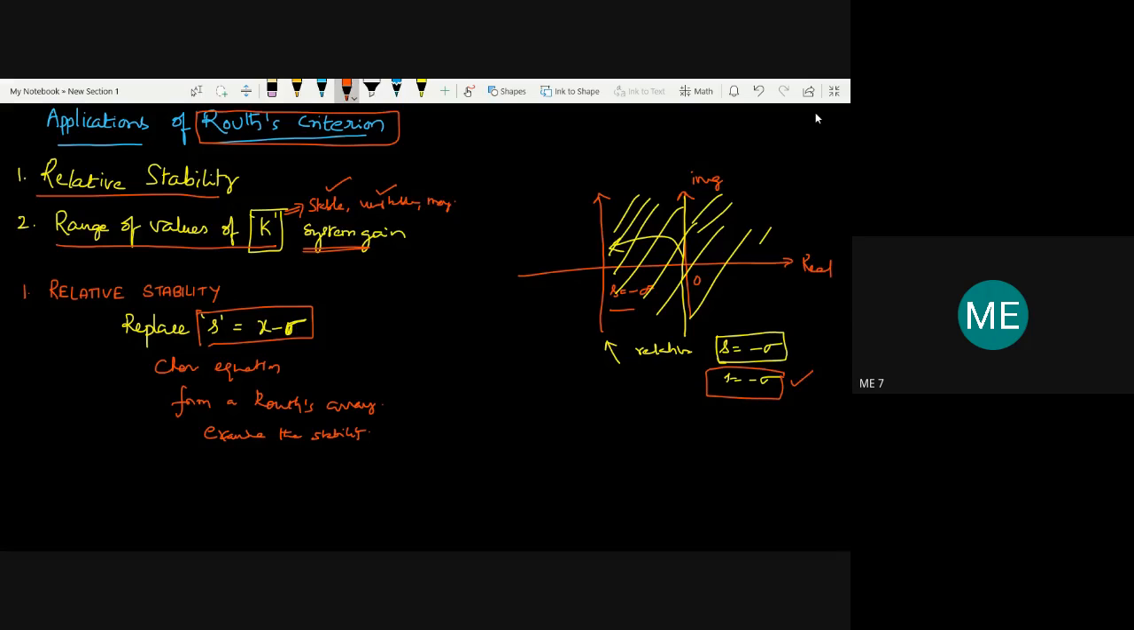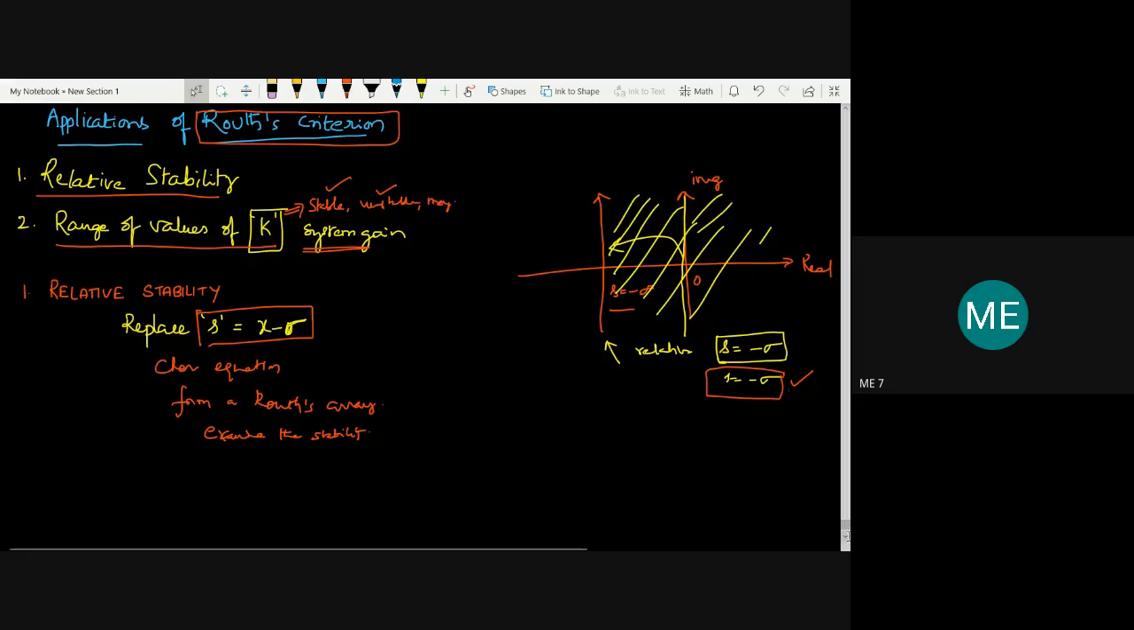This is one of the important applications. If I want to find the relative stability with respect to any line, I replace the S value with x minus sigma, then form the characteristic equation, then find the Routh array. After forming the Routh array, we need to examine the stability as discussed in the previous class.